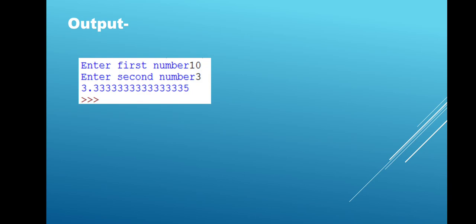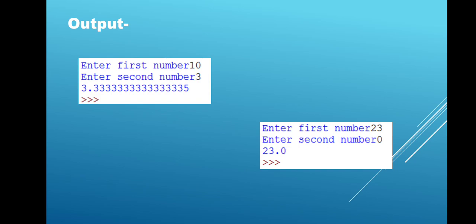See, in this case, the first number entered is 10 and the second number is 3. Now, the second number is not 0. Therefore, the result of 10 divided by 3 will be displayed and the result is 3.333. In the second example, the first number entered is 23 and the second number is 0. See, the second number is 0, so it would have been changed to 1 and the division would have been performed of 23 by 1. So, the answer is 23.